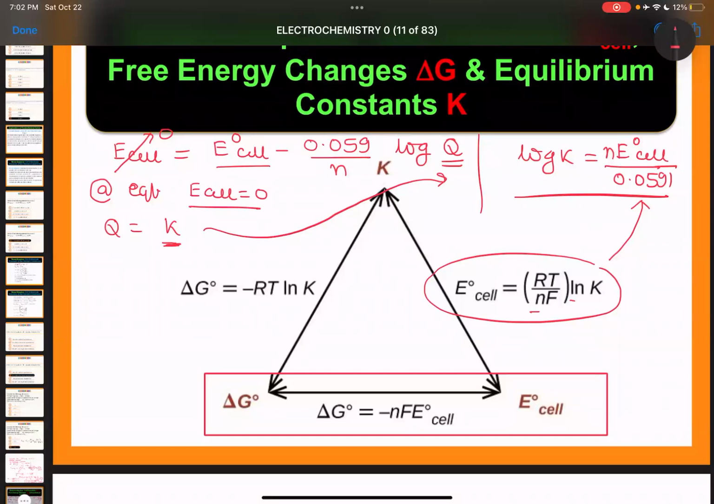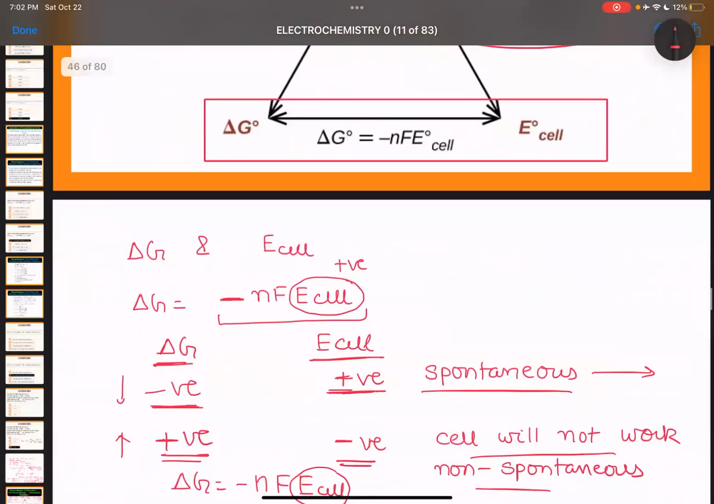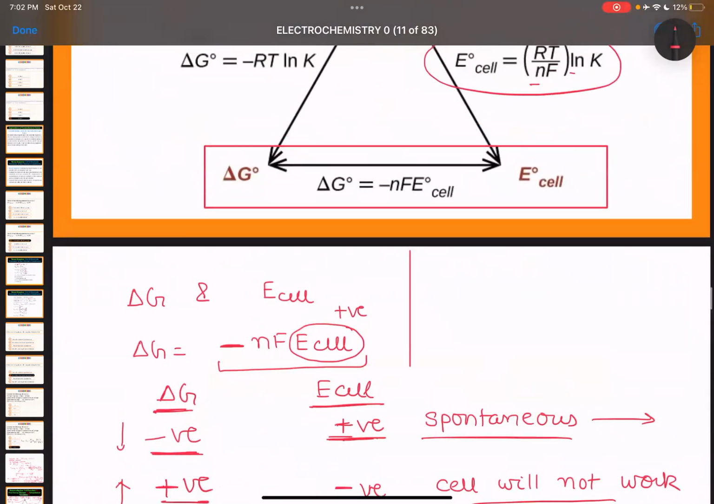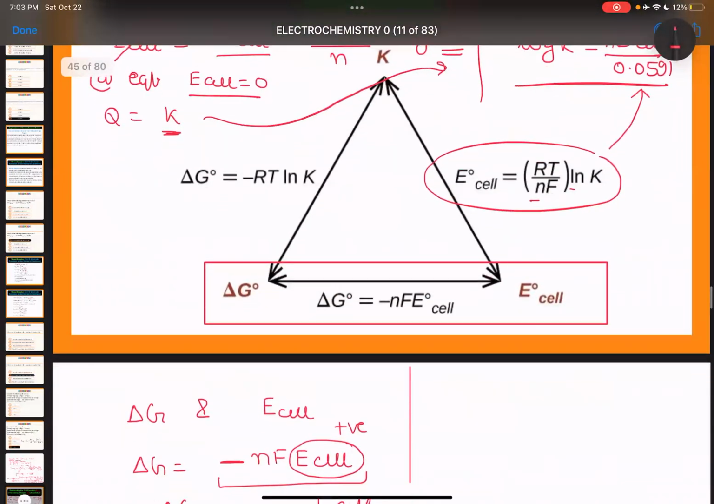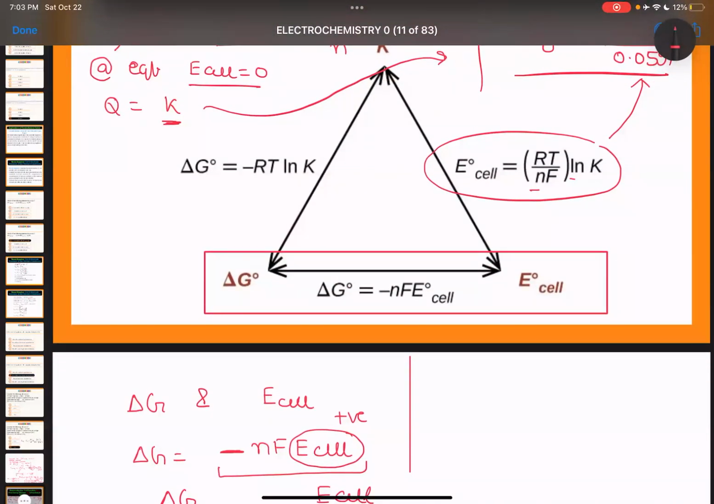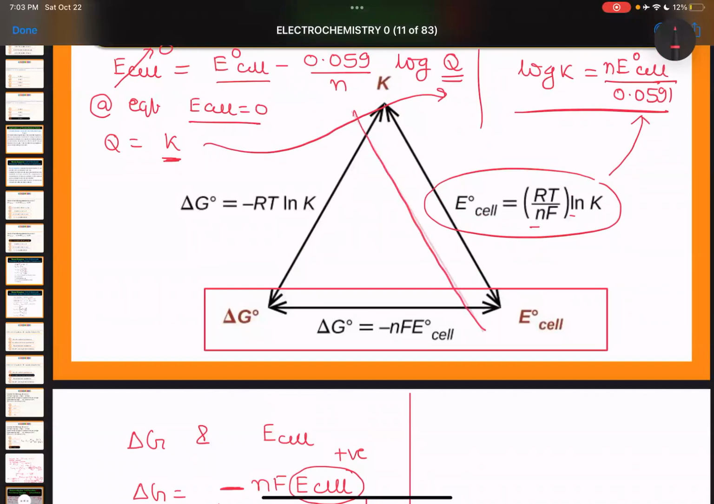Then you have this one. What is the relationship? So this is the Gibbs free energy and EMF of the cell. This is the direct relationship. The EMF of the cell and the Gibbs free energy have opposite sign. If the EMF is positive, the cell is going to work, and the Gibbs free energy change is going to be negative, the cell is going to work, right? So that is the most important thing which you should know. The other relationship is this one. This is the second relationship.